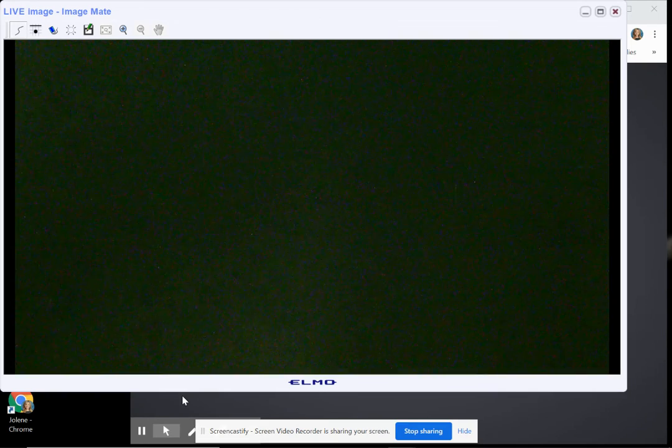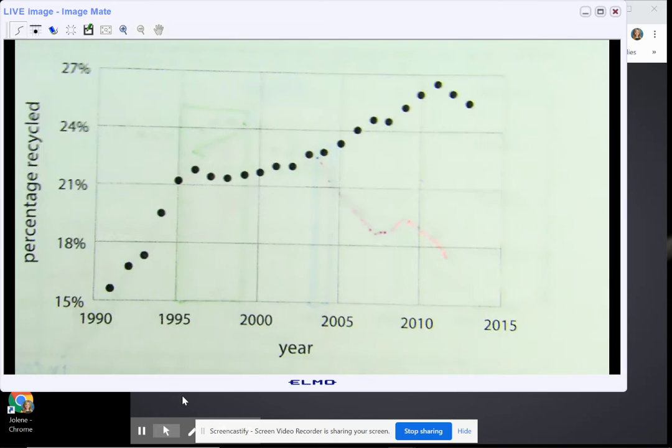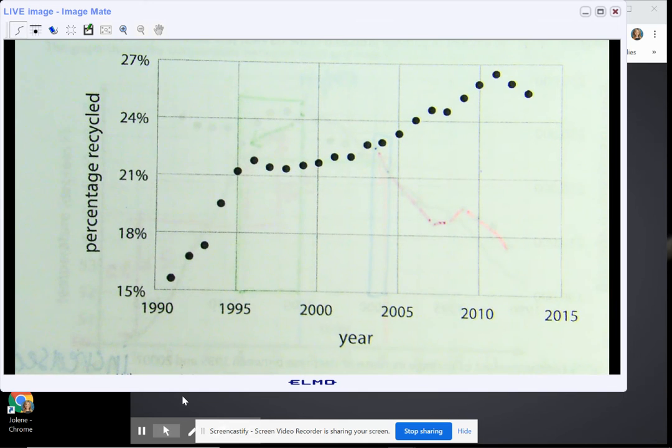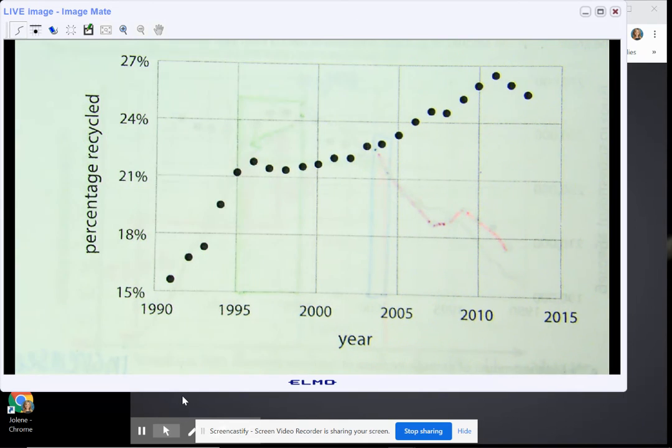Pretty simple, just reading a graph. Okay, last one we're going to do is on the back side. Now we're looking at recycling. The graph shows a percentage of garbage that was recycled between 1991 and 2013. So percentage recycled. Answer A and B. When is it increasing? When is it decreasing? You don't have to find all the times, just find one. So find one period of time where the recycling was increasing and one period of time where it's decreasing. So give me a range of years. When did it increase? When did it decrease?